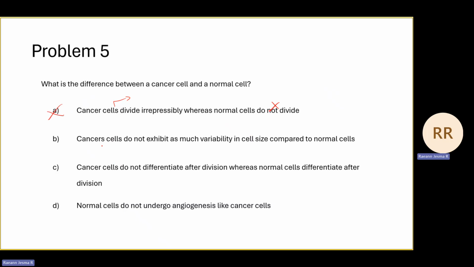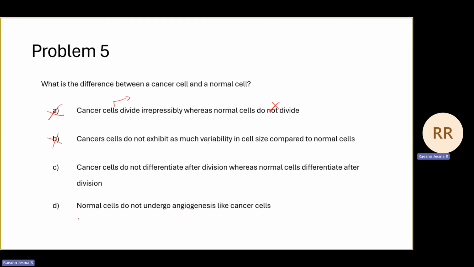Then in option B, we can see that cancer cells do not exhibit as much variability in cell size compared to normal cells. So this is also wrong. The reason is that cancer cells also have different cell sizes. They have various types of cell sizes. Normal cells also come in various sizes. They are not the same size. So different types of cells have different sizes. So this option is also wrong.